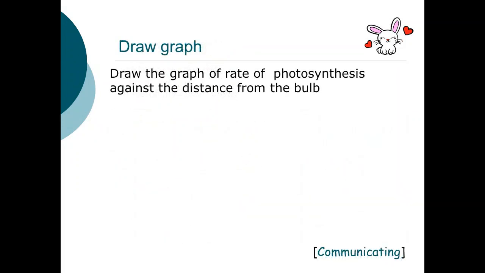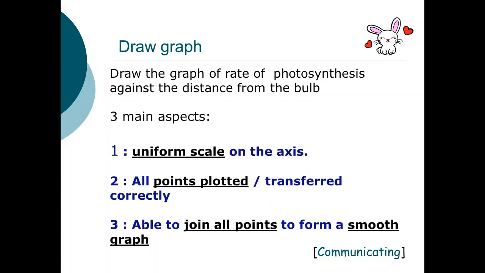Based on the data, now draw the graph of rate of photosynthesis against the distance from the bulb. Three main aspects that we need to be careful. Number one, we must use the uniform scale on both axes, and all points plotted must be correctly and able to join all points to form a smooth graph. So all the candidates, you may draw the graph after this session and let your teacher to check the graph for you.